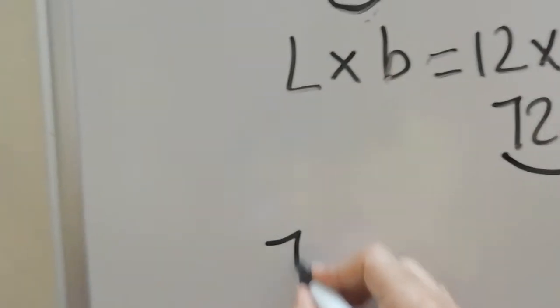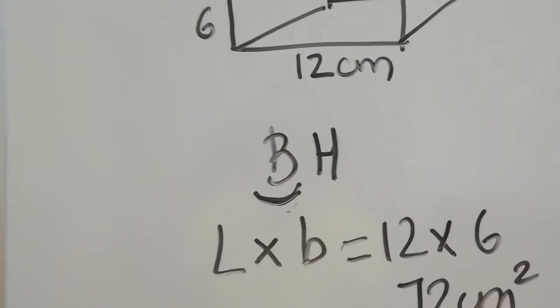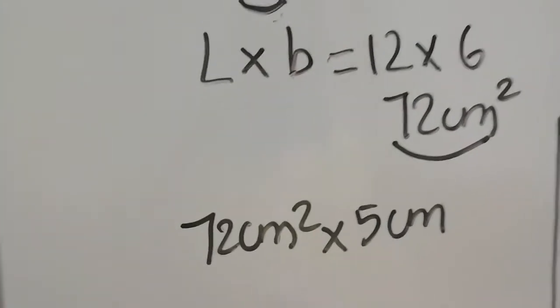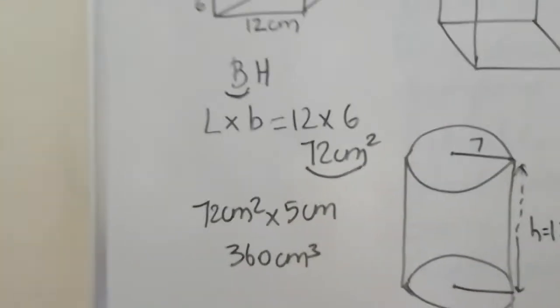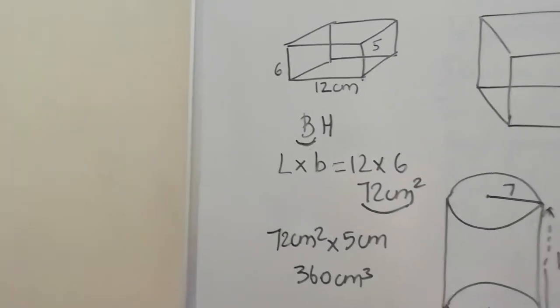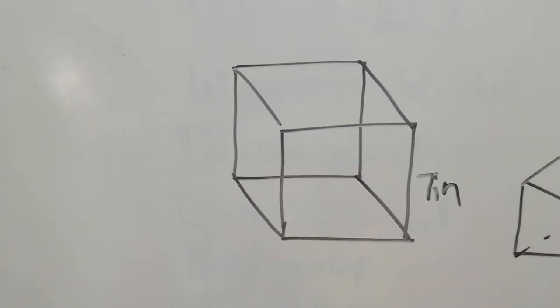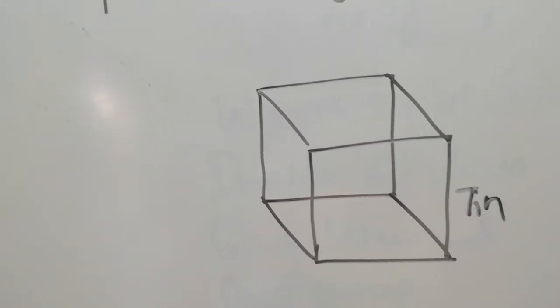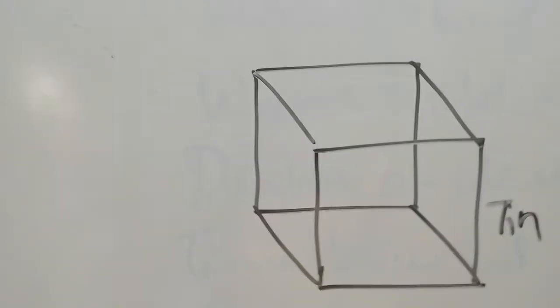Now this 72 centimeters square we will multiply with the height. This is the height, which is 5 centimeters. So that will turn out to be 360 centimeters cube. Right? So this is our volume of cuboid. I hope you all have understood this. Now the same thing goes for volume. You have to always remember that volumes are represented in terms of cubes and areas are represented in terms of squares.